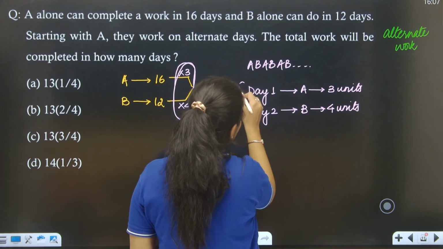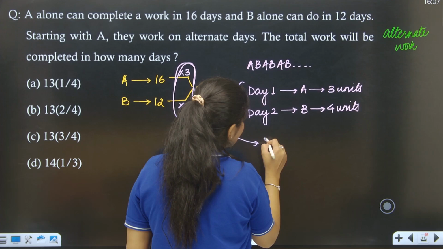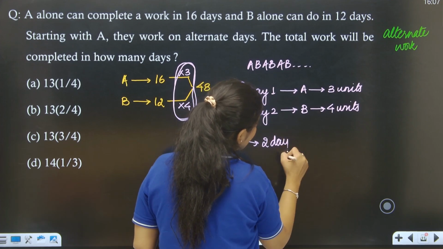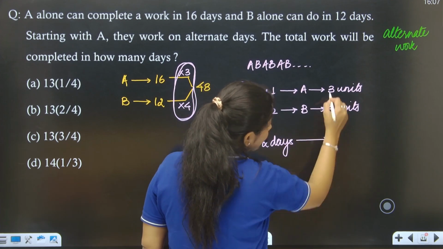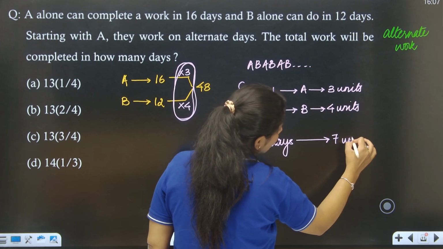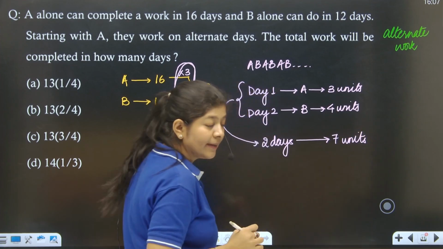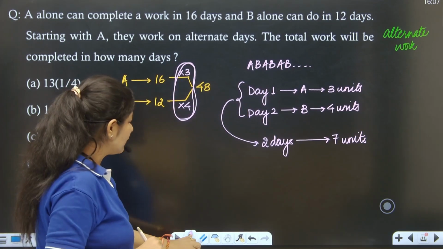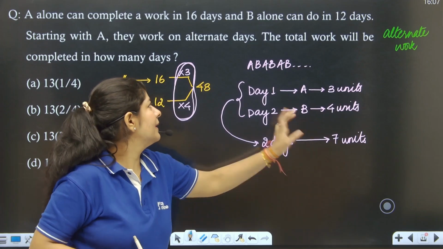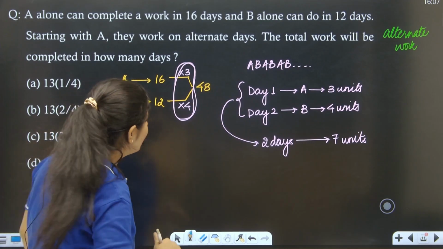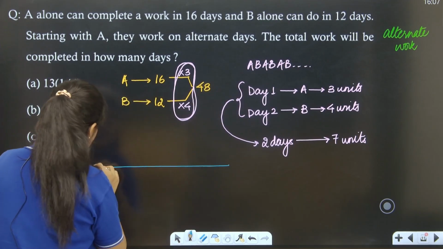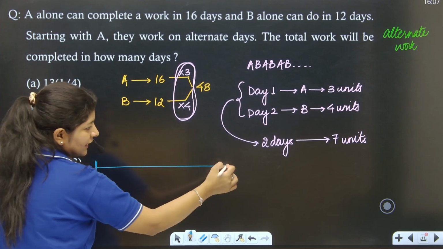So we can say that in the combined format I can write it as in 2 days. In 2 days, how many units of work is completed? 7 units of work is completed, right? But how many units of work we need to complete? We need to complete 48 units. So you can also understand it this way. Let's suppose this is the 48 units of work.